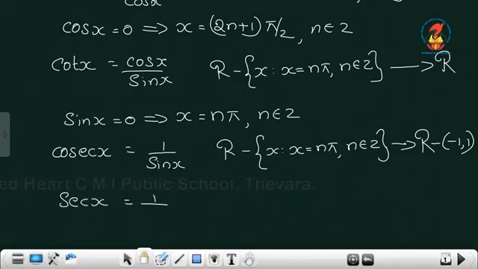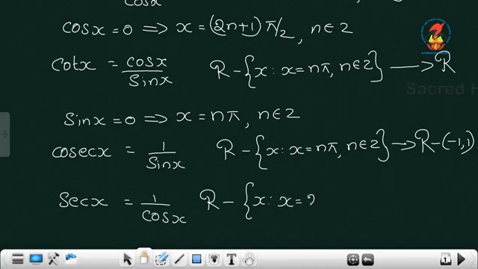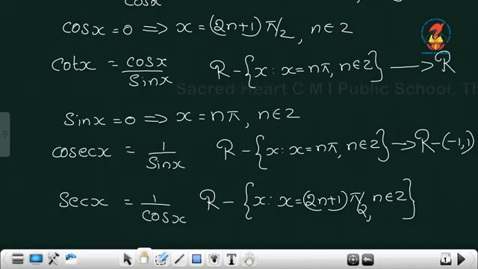Sec x is equal to 1 by cos x. Okay. So domain is R minus, what is the domain? R minus, this cos x is 0, that values we have to subtract. Cos x is equal to 0 means x is equal to 2n plus 1 pi by 2, where n belongs to Z. This is the domain of sec function. Then what is the range? It is similar to cosec function.